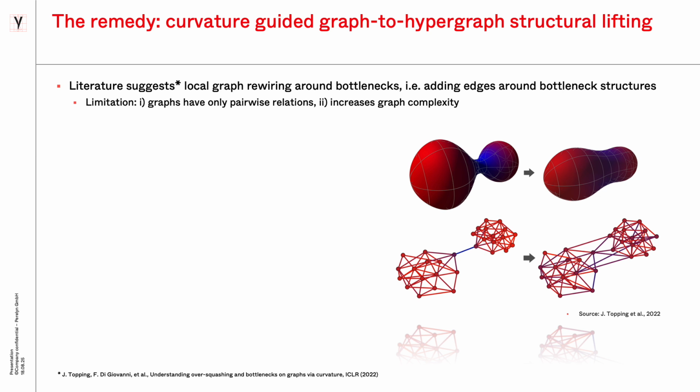What we thought is the limitation is that we're still working with pairwise relationships, so that doesn't necessarily solve the problem of long distances. And in addition, we potentially increase the graph complexity as we're adding more nodes and more edges. So what we decided to do, also in line with the idea of the challenge, was to use curvature as a guide to create some graph-to-hypergraph structural lifting, so lifting of the network, which would also potentially make the network easier for the subsequent classifier instead of more complex.